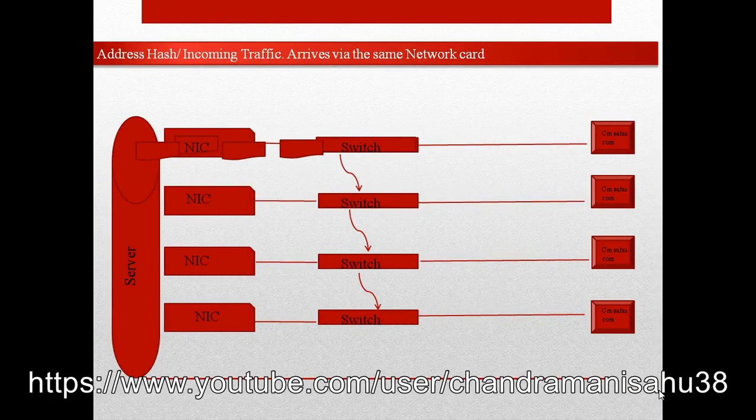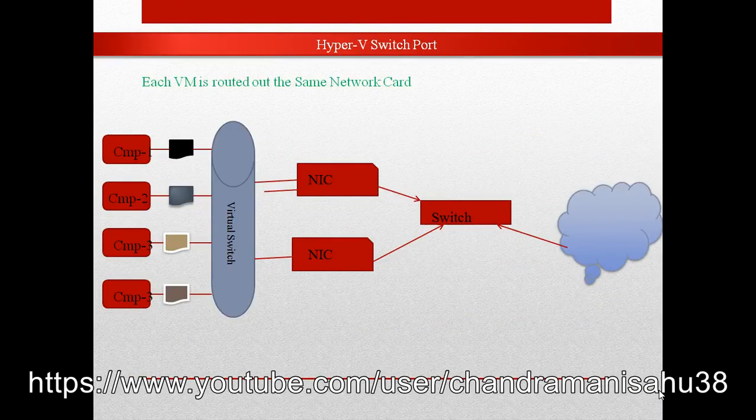Before I start this video, I just remind you, we learned the address hash in the third part, and this is the fourth part. So we have to learn the Hyper-V switch port. This is also very important. Definitely we will face it in a new production environment or a new enterprise environment.